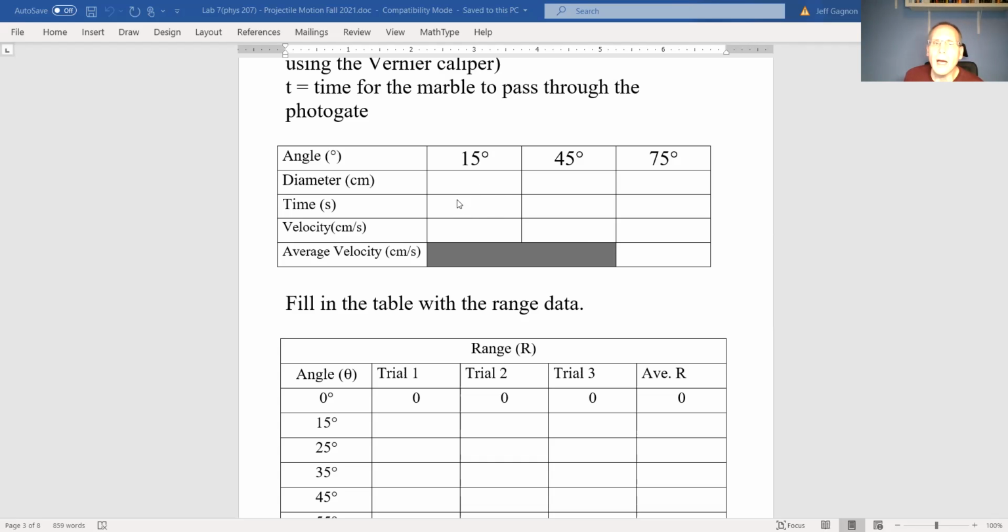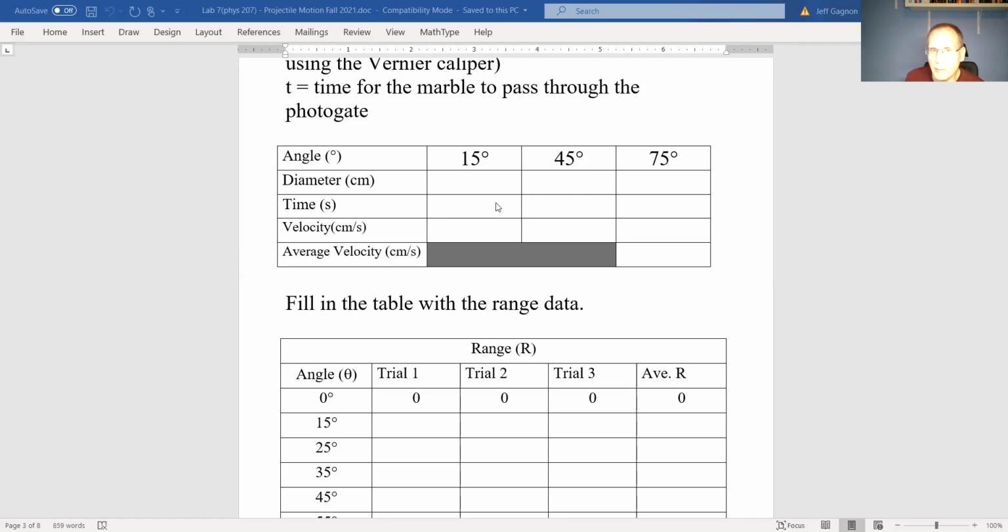So we know the time that it takes the ball to pass through the photogate. We know the diameter of the ball, right? In fact, it's going to be 1.90 centimeters. You can just write that in for all three of these. These are just the different angles that we're going to calculate the velocity at. 15 degrees, we're going to set the launcher at 45 degrees and 75 degrees. So the diameter is 1.90 for all of these. The time is the time it takes that diameter of the ball to pass through the photogate, okay?